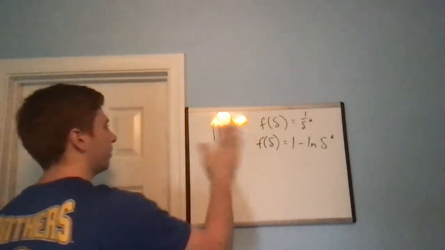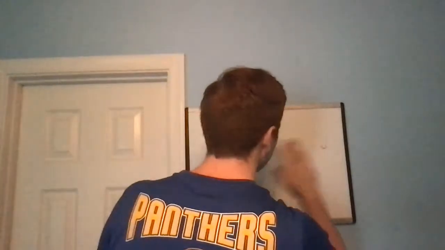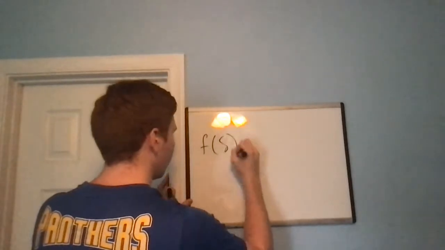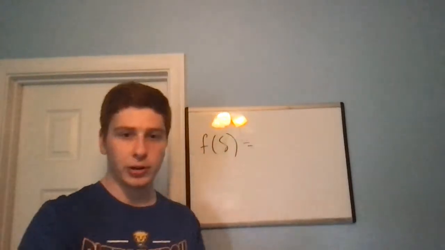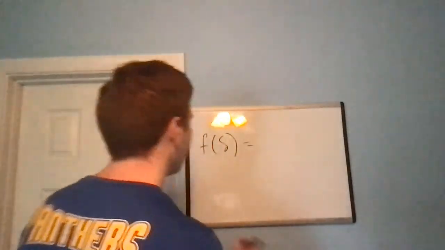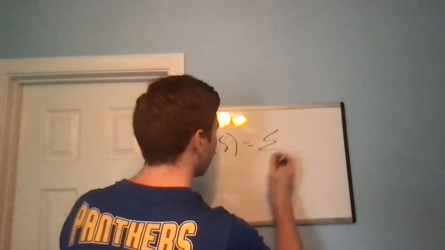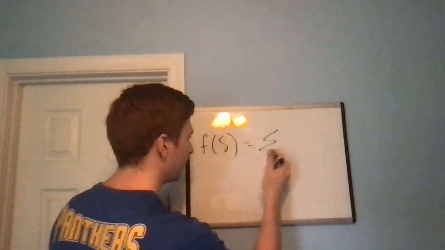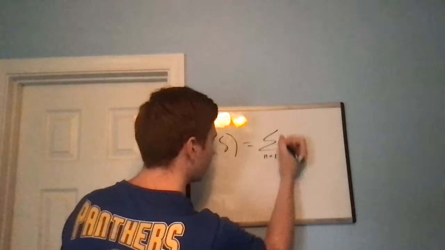So what I did was I broke it down. Now f of delta is an expected value. So I said, okay, expected value, that's the sum of the probability of an event times the expected number of moves of that event, right? So what I did was basically say this is going to be a sum from n equals 1 to infinity.